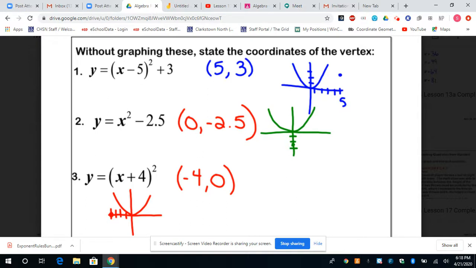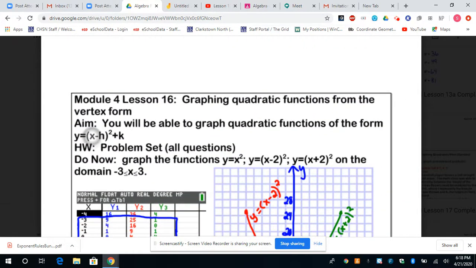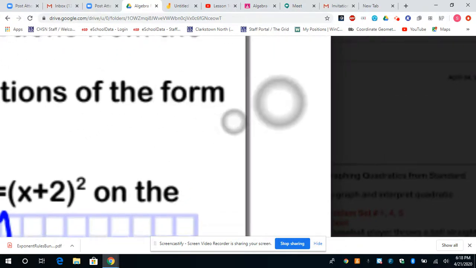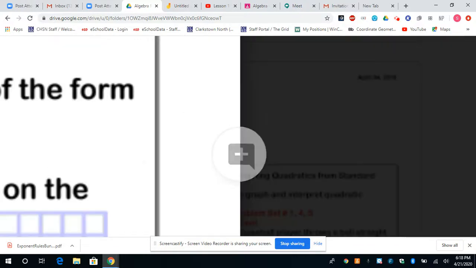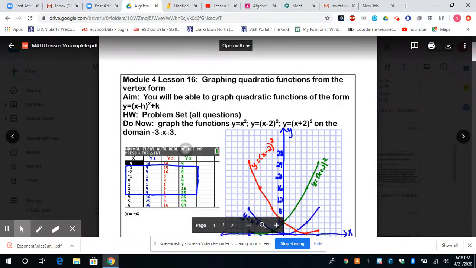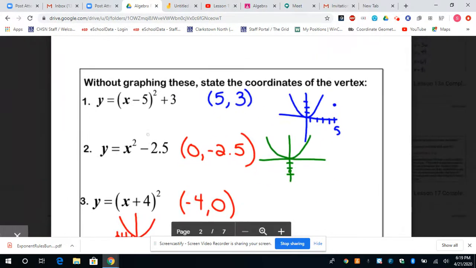We're going to talk about how to find the vertex from the equation again. So vertex form is on the top. It was y = (x - h)² + k. I would probably write this down for your notes. This is the formula, generally the vertex form. So if we go to our exercises here, without graphing, we can state the vertex if it's in this form.